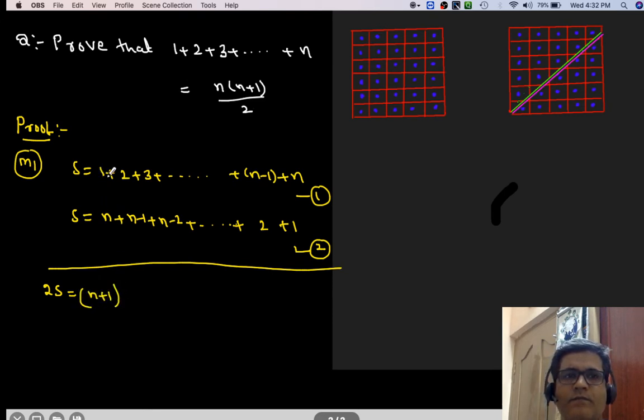this n plus 1, n minus 1 plus 2, n minus 2 plus 3, etc. up to 2 plus n minus 1, that is 2 plus n minus 1, plus the last term, that is 1 plus n.